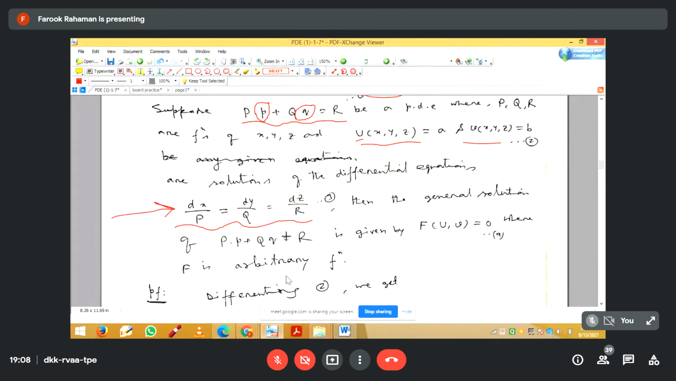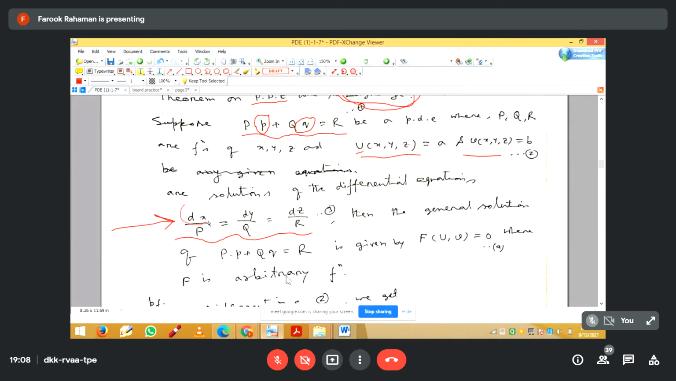How to form the ordinary differential equation? This is very easy. del x by capital P, that is the coefficient of small p. del y by capital Q, that is the coefficient of small q. And del z by capital R, that is the right hand side term. Clear? So from the given differential equation, one can easily write down this equation, because the solutions of the partial differential equation are the solutions of this ordinary differential equation.